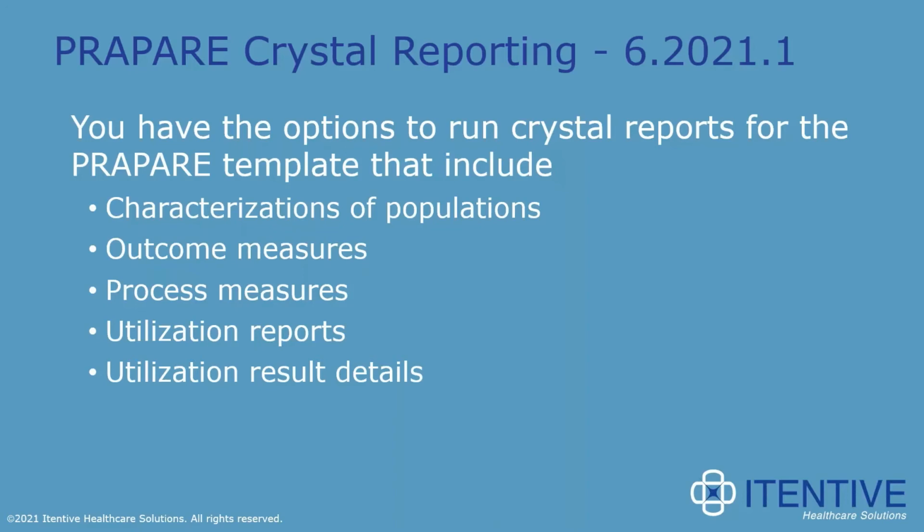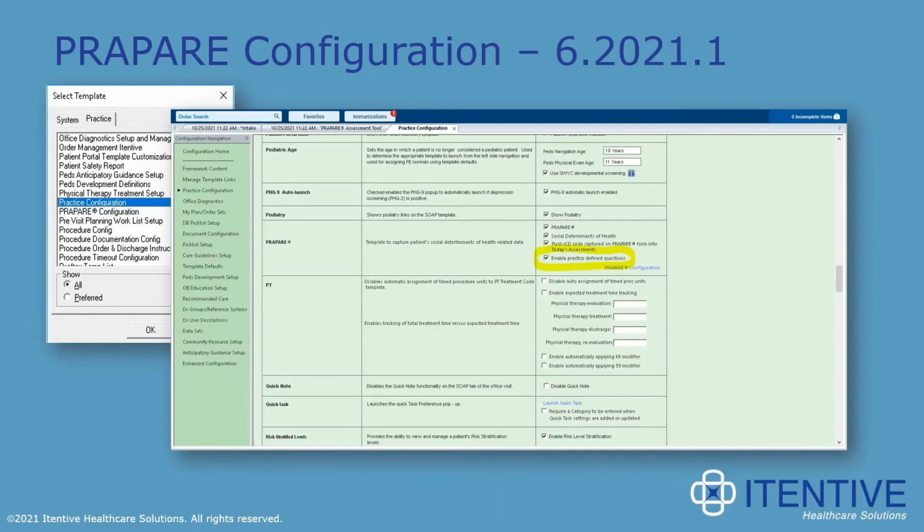As promised, we're going to take you through a few of the configuration options in that 6/21.1 or spring 2021 release Prepare template. The first step is to check off Enable Practice-Defined Questions in the Practice Configuration System Practice template. Upon navigating to File and selecting System Practice Template, under the Practice tab, you will then navigate into Practice Configuration, and that screen up on the right is going to appear. That checkbox of Enable Practice-Defined Questions, you're going to want to make sure that is checked off. That's what's going to allow you to create those 5, or up to those 5, practice-defined questions that we mentioned earlier.